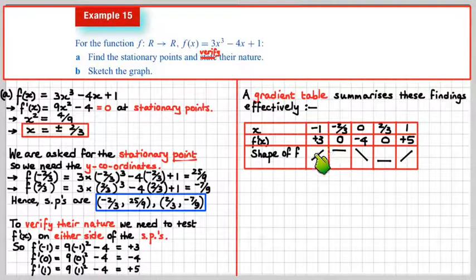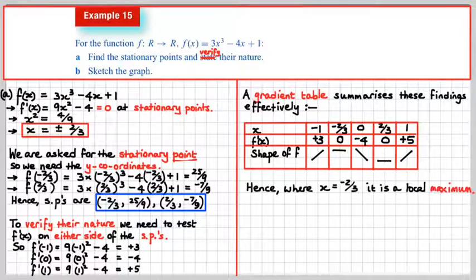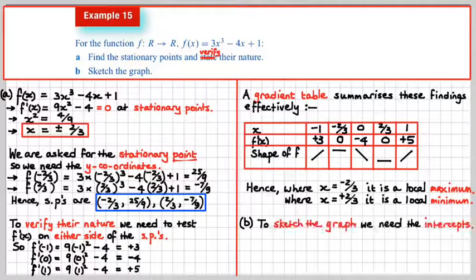So you can see very, very clearly here that this is a max, this is a min, as we predicted. So therefore, when x is -2/3, it's a local max. When x is +2/3, it's a local min. Well, we've verified their nature. Good heavens! Now we've got to sketch the graph, which is a lot of extra work. So for the graph, we need the axis intercepts, don't we? So we better do that.